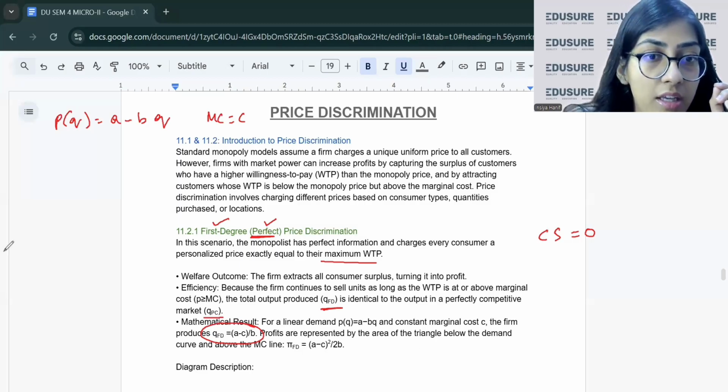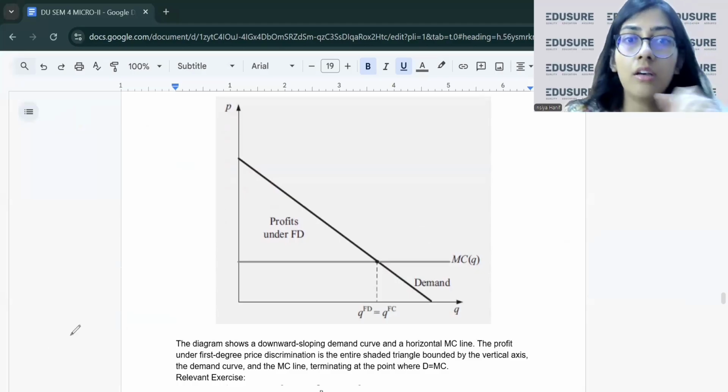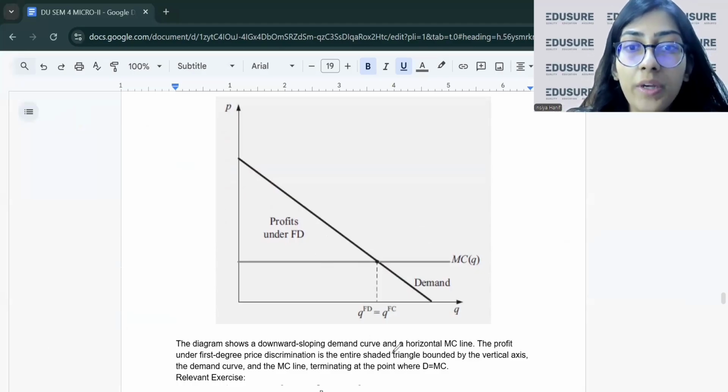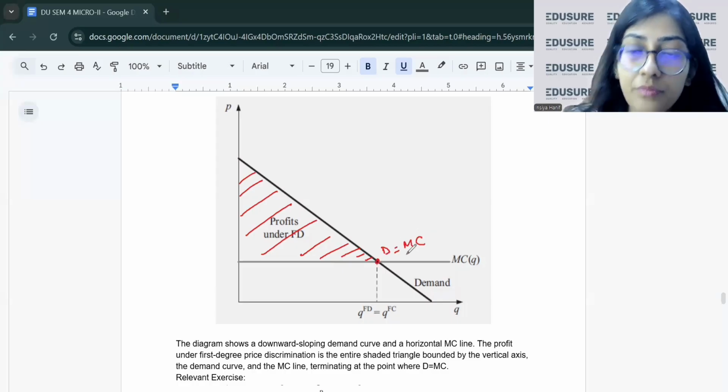तो देखते हैं कि diagram कैसा है. Yeah, right? And this is for a linear demand curve. Okay, so this diagram shows a downward sloping demand curve and a horizontal MC line. The profit under first degree price discrimination is the entire shaded triangle. This entire triangle is the profit. Okay, bound by the vertical axis, the demand curve and the MC line terminating at a point where D is equal to MC.